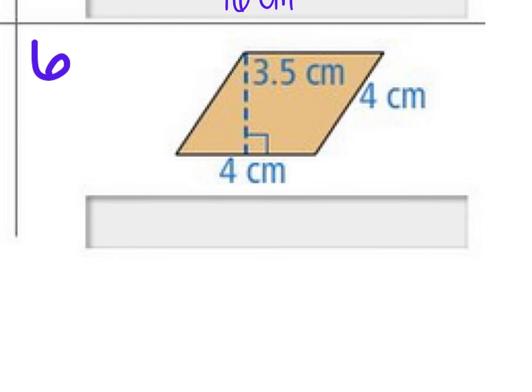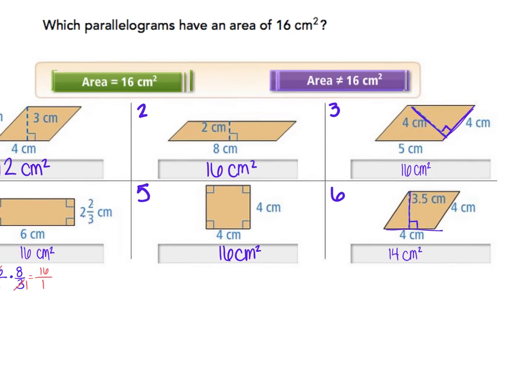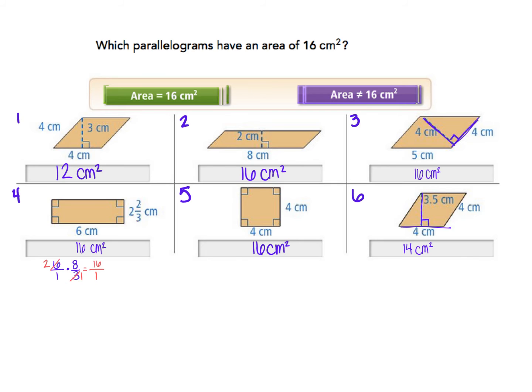And number 6. No. Here's my right angle, 4 and 3.5. 4 times 3.5 gives me an area of 14 centimeters squared. So that one was another no. Okay, so we had no's at 1 and 6, and the rest of them were yes. All right, so let's fill this in on your notes.